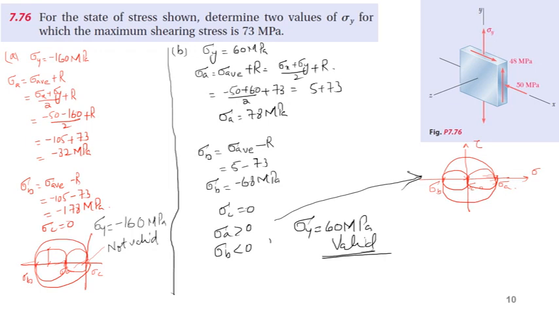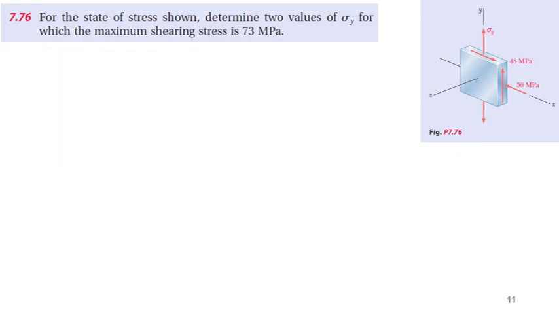Okay. Now, the second case, when we are talking about out-of-plane shear stress. Let's take case 2. In case 2, we are talking about out-of-plane shear stress. It will be relatively simple. So case 2 is where we take tau max as out-of-plane.